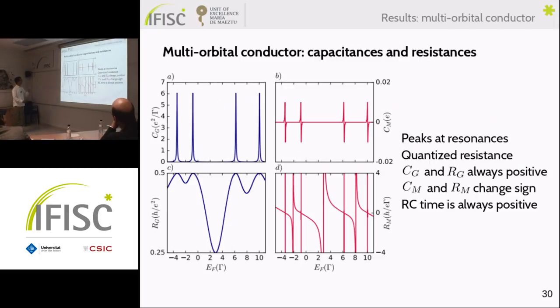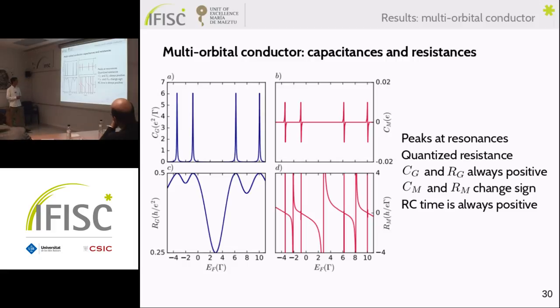And then we move to the capacitances and resistances. In this case, we find that all capacitances and resistances have different peaks at the resonances of the quantum dot. And we find that the charge relaxation resistance is quantized. If you see, it goes between 1/4 and 1/2 of h over e squared. But this is not the case for the thermoelectric counterpart.